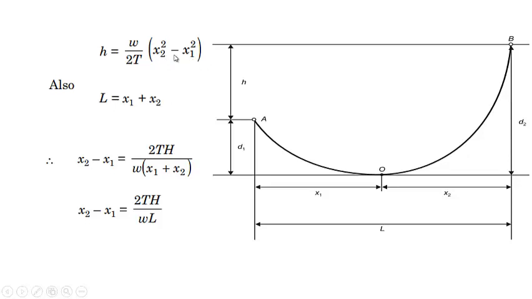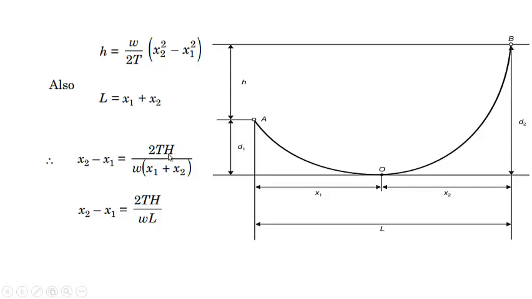I will write it as x2 minus x1 multiplied by x1 plus x2. That x1 plus x2 will be divided to this, or we can say when we take this 2t to this side, it will be equal to twice th divided by w is equal to x2 square minus x1 square. And when I factorize it, it comes out to be x2 minus x1 into x2 plus x1. I will keep x2 minus x1 here. It will be equal to twice th divided by w divided by x2 plus x1, that is equal to x2 minus x1. So this is that equation.